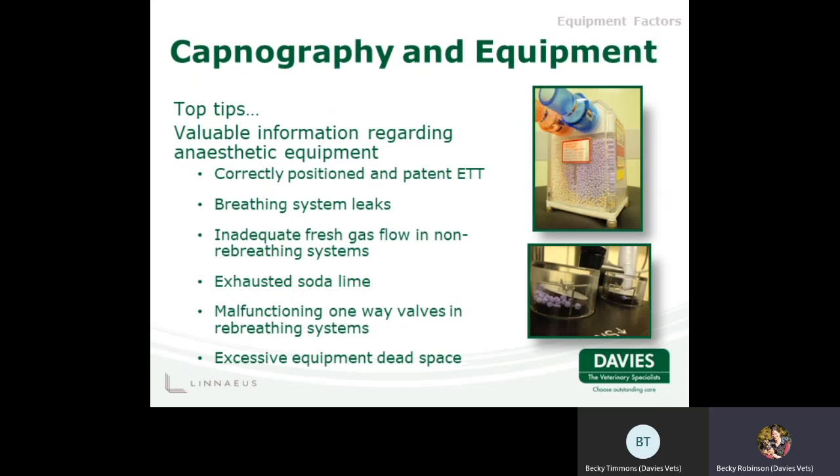And if we're using a rebreathing system, such as a circle breathing system, it can tell us whether the carbon dioxide absorber is exhausted, or if we have a malfunction in one of our one-way valves. And it can also give us some information as to whether there is excessive dead space within the anaesthetic breathing system. So we can see from these last couple of slides that actually we can gain a whole host of information from our capnograph, not just about the patient, but our equipment as well. So if it's used in the right manner, we can gain loads and loads of information.